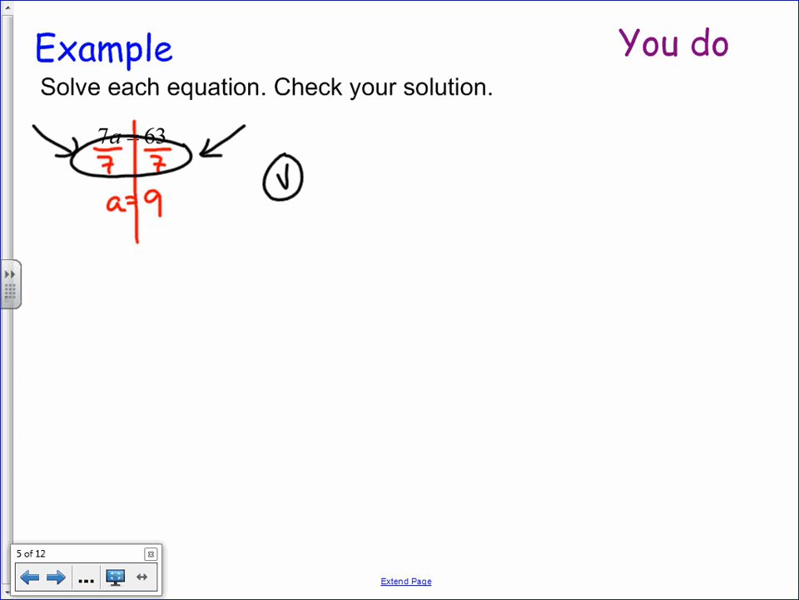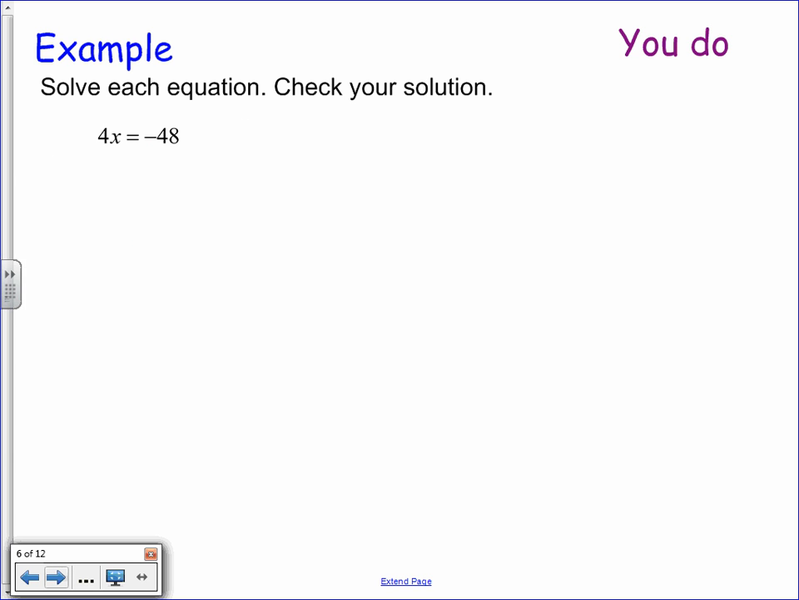We got to check this. We plug into the original. 7 times 9 equals 63, and 63 equals 63. Okay. And remember, if you did not get those correct, to make sure you're getting the correct work copied into your notes.